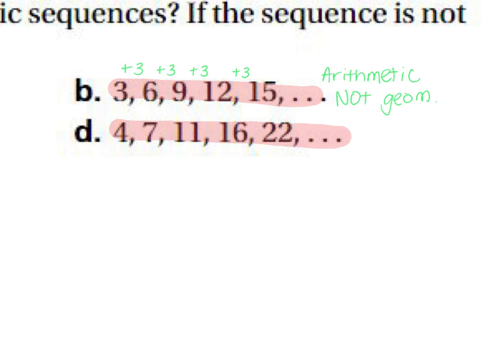Now, let's take a look. The actual pattern is they're adding by 3, then they're adding by 4, then by 5, then by 6. They're adding an extra one each time. So this is plus 3, plus 4, plus 5, plus 6. Now, since we're adding, shouldn't that be arithmetic? Well, why isn't it arithmetic? It's not the same number. So you would write not arithmetic. Not geometric.